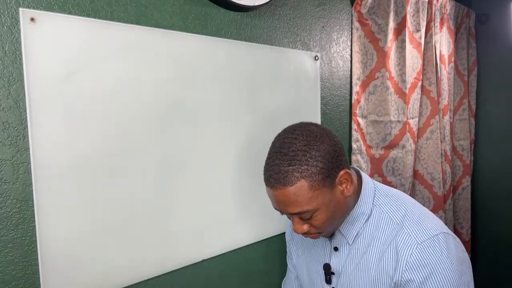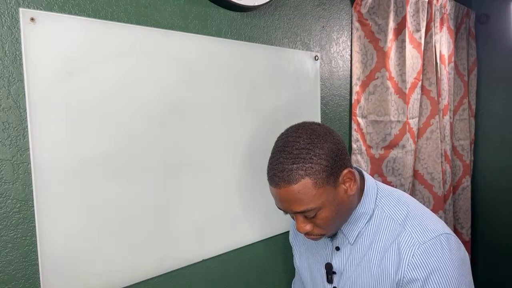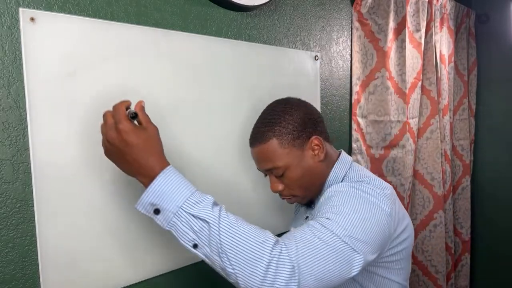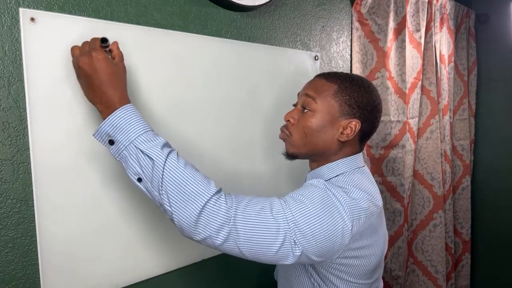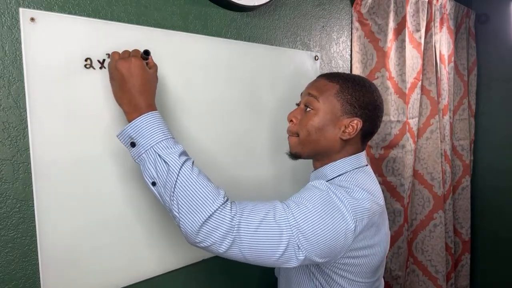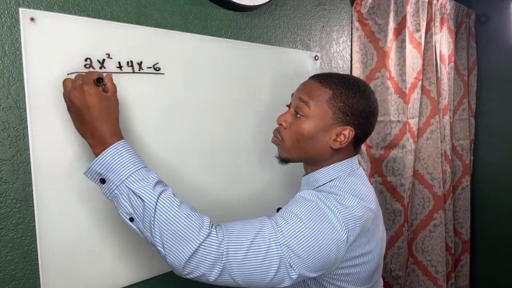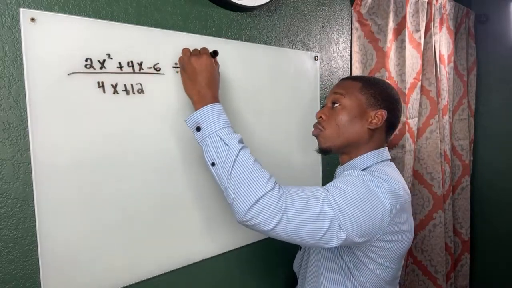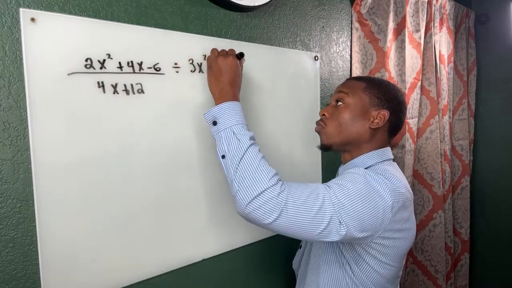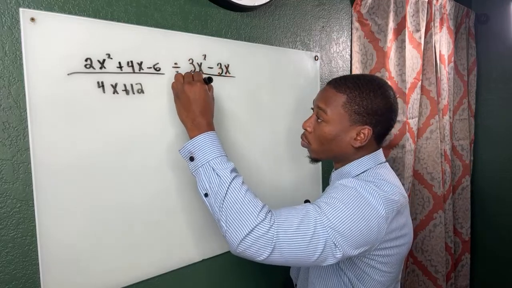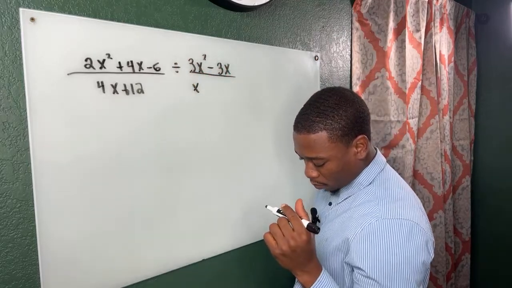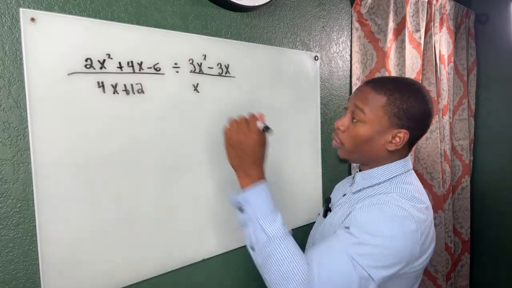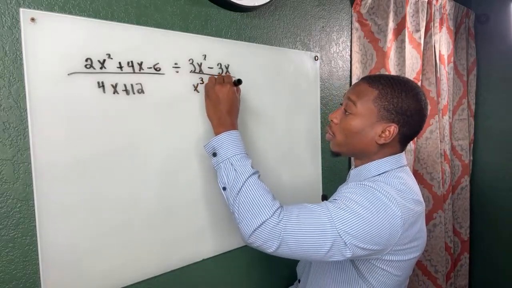All right, so where's my first one? All right, let's write this down. Okay, x to the third, 6x squared.